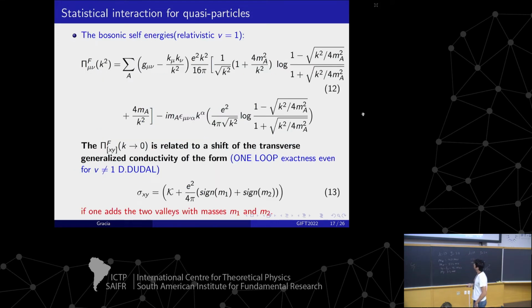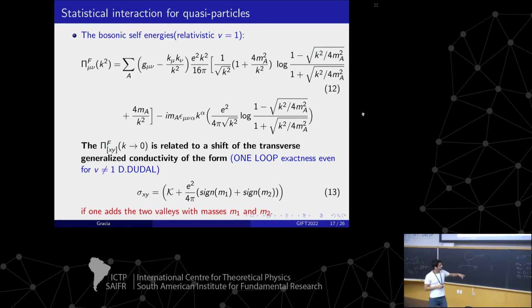The polarization tensor arises in first order just due to a loop, a single loop, and we have this structure. Something interesting can be obtained if we look at the antisymmetric part of this polarization tensor. It's associated to a shift of a generalized transverse conductivity. This limit is an exact result, although we are using one loop approximation.